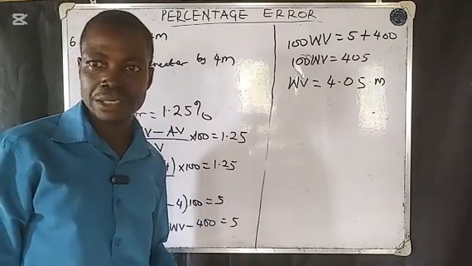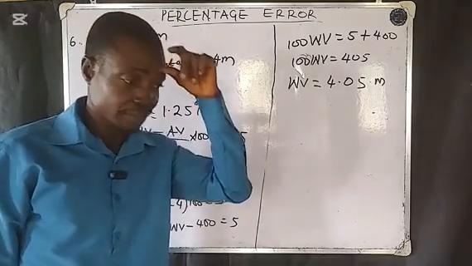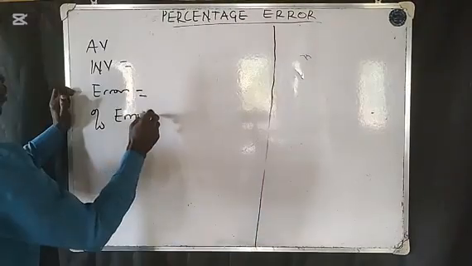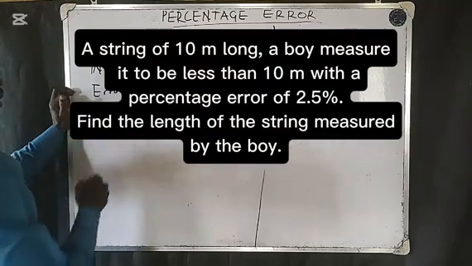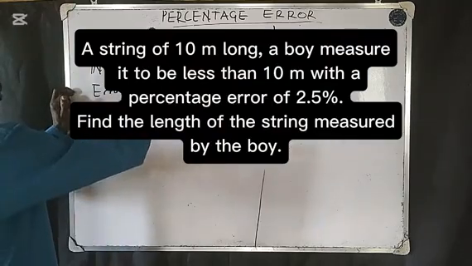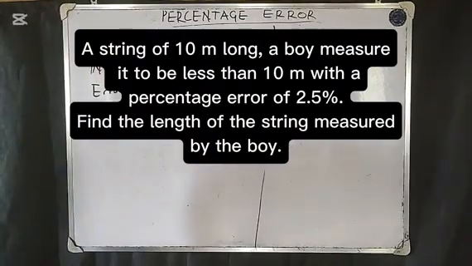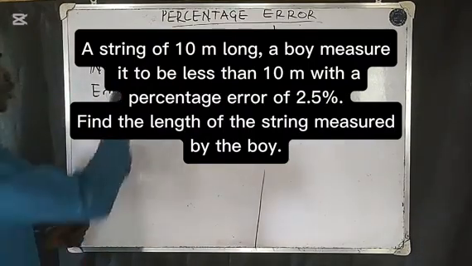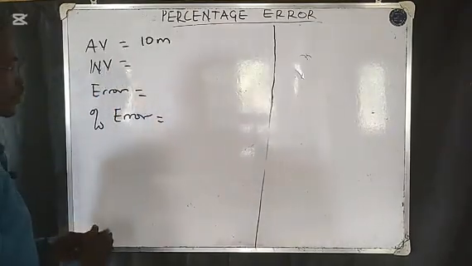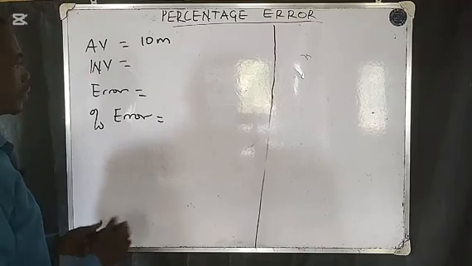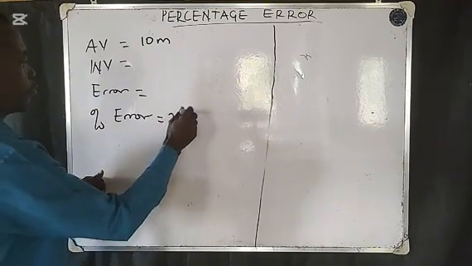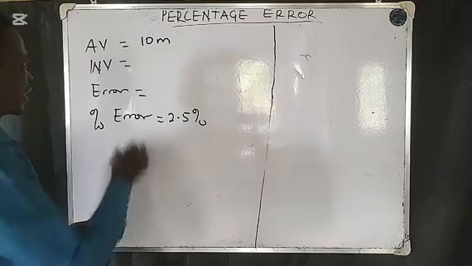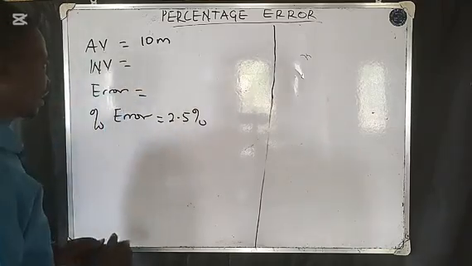So, is that the last question? Number 8. A man measured a string of 10 meters long. That's the actual. A man measured it to be less than 10 meters. That means this one is bigger, right? With a percentage error of 2.5%. Find the length of the string measured by the man, the wrong value, right? This one is easy.